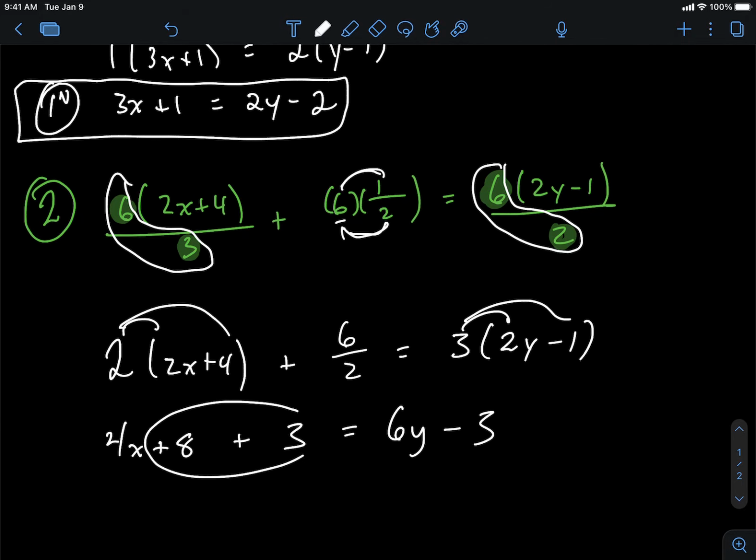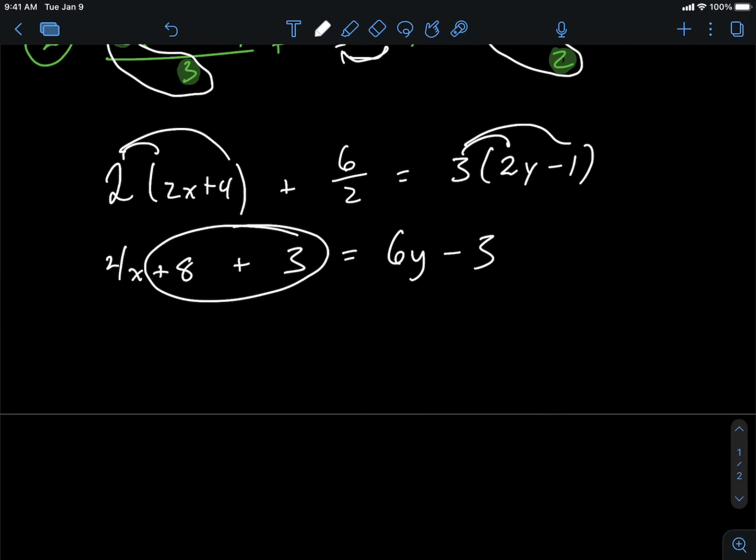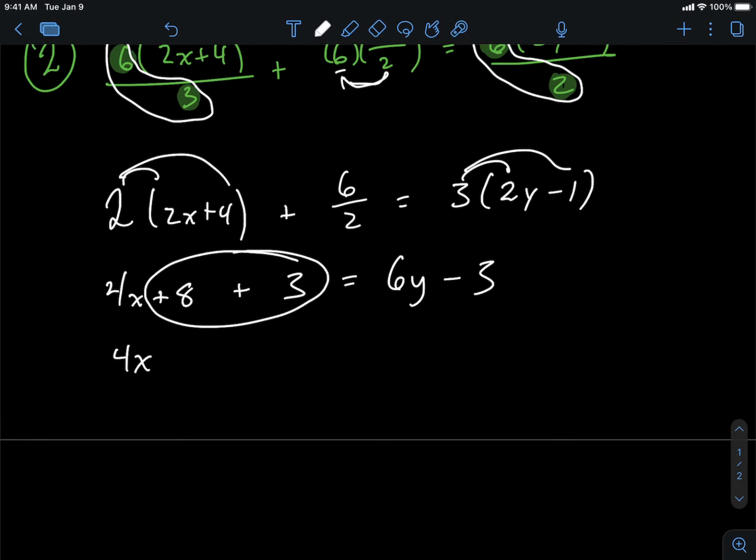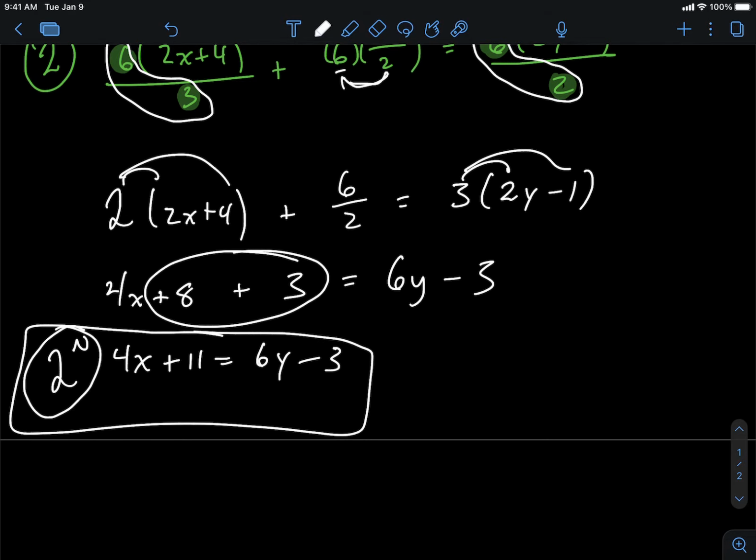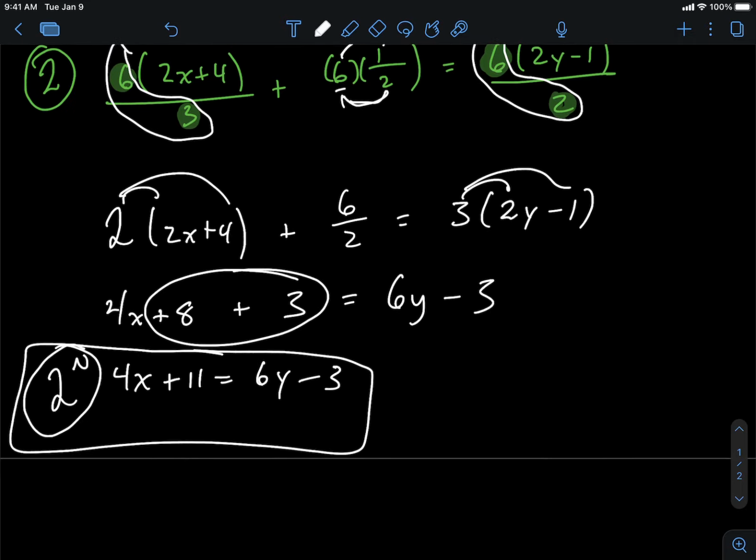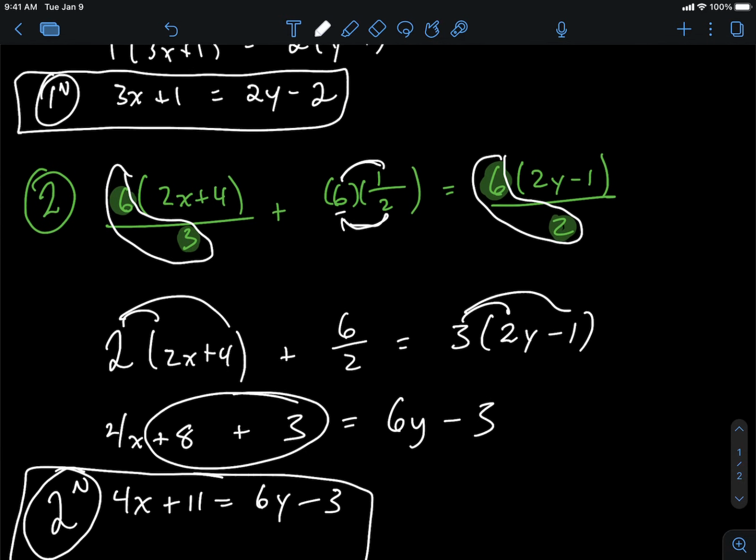Okay, and then you can clean these up because they're like terms. Right, you could say, okay, well, 4x plus 11 is equal to 6y minus 3. So this is like the new number 2. Right? And so you've got two equations here now, right?